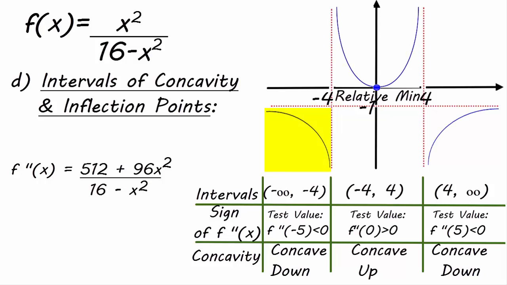Notice from negative infinity to negative 4, the graph is decreasing and concave down. From negative 4 to 0, the graph is decreasing. Then from 0 to 4, the graph is increasing. Between negative 4 and 4, the graph is concave up, and it attains its minimum value at the origin. Then from 4 to infinity, the graph is increasing and concave down.